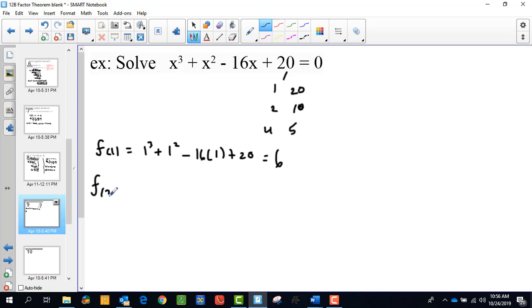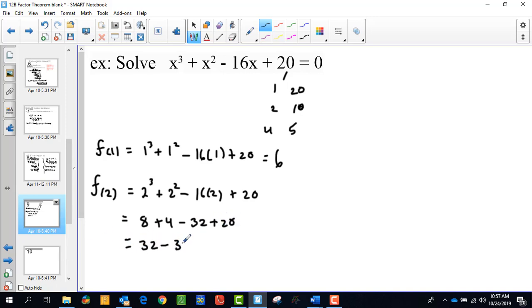Then we go f of 2. We try that one next. So I go 2 cubed plus 2 squared minus 16 times 2 plus 20. So that gives me 8 plus 4 minus 32 plus 20. And that is 32 minus 32. If you add 20, 8, and 4, you get 32. So that is 0. So that means that 2 is a root.